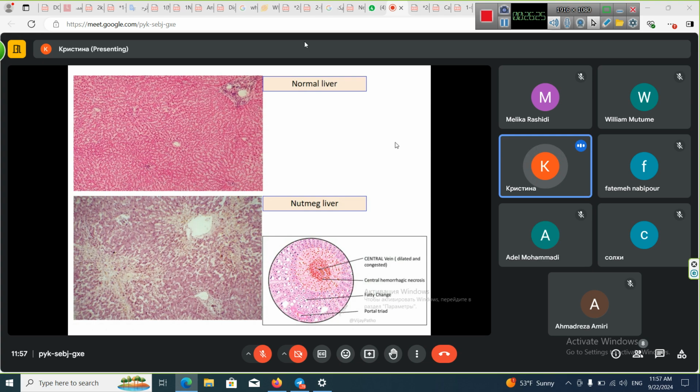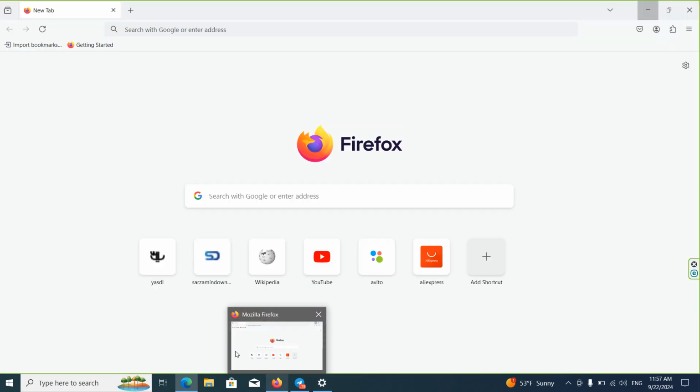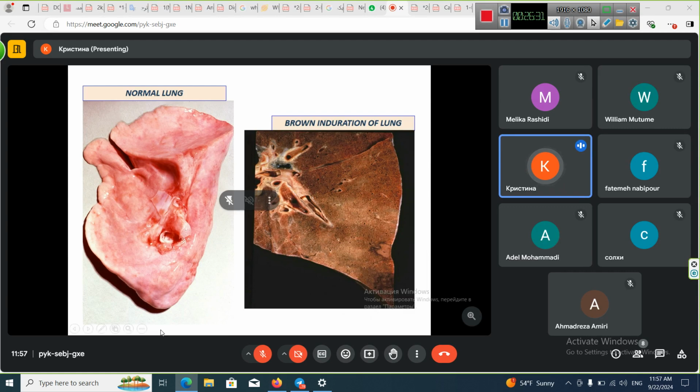If there are no questions, we will go to the next preparation, which is the preparation of brown induration of the lung. On the left you see the anatomical picture of the normal lung. This is how it looks. It should be light pink in color, and its tissue is very soft. It is very airy because it contains alveoli filled with air, so it is very light and pink.